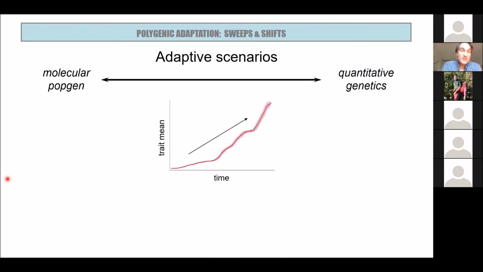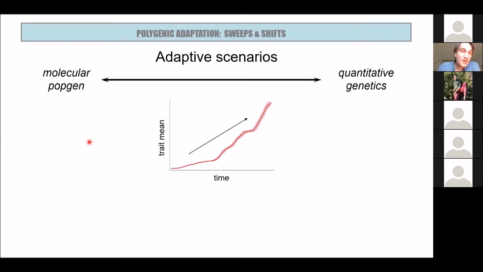So, consider the scenario where we have a quantitative trait that adapts to an external selection pressure. Here's the trait mean and here's time. This would be the change of the trait mean in time. So it increases quite a bit. The units don't matter here. We can ask how this is accomplished on the genotypic level. And then it depends whether we ask somebody who comes rather from a molecular population genetics background on the one hand, or rather from a quantitative genetics background on the other hand.